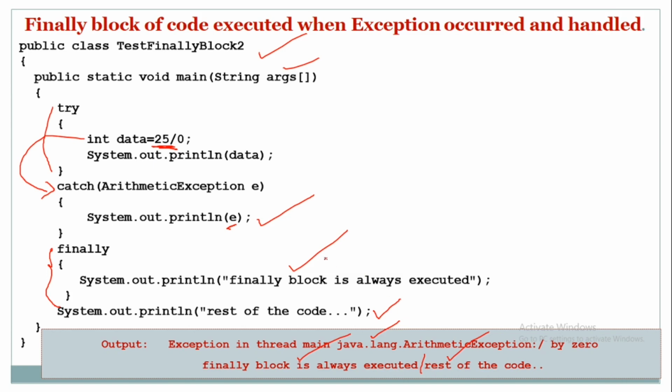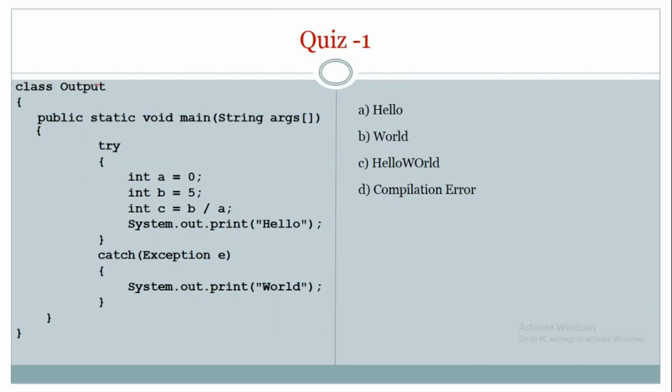Thus I can say that the block of code available in the finally block will be executed whether the exception is handled or not. That doesn't matter. That's it about the exception handling techniques. We have already learned about try, catch, throw, throws, and finally. Let us try some simple Java programs.